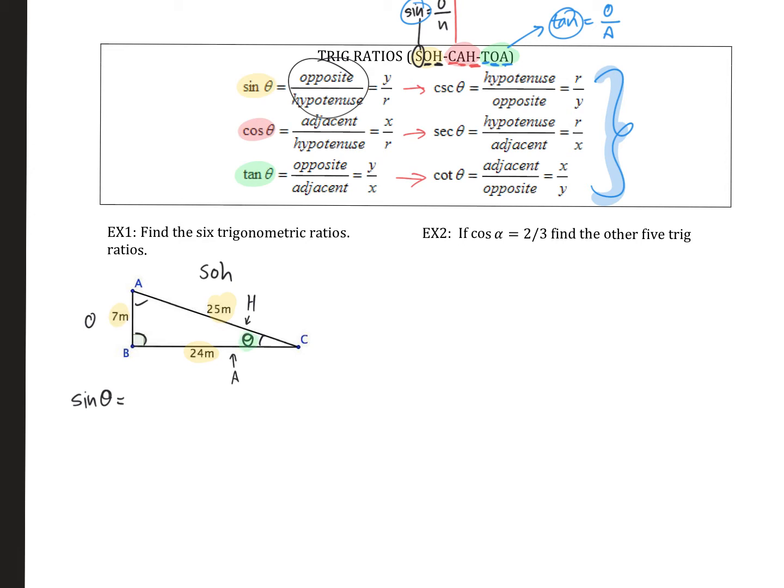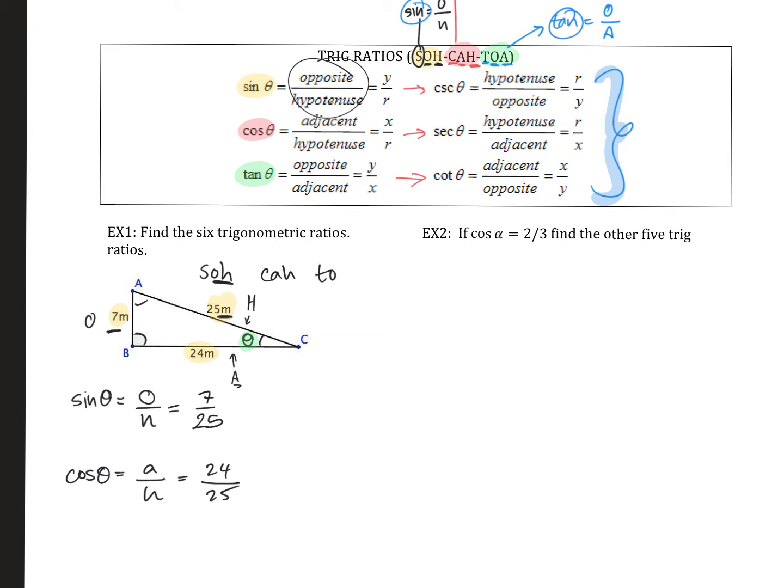So sine is supposed to be opposite over hypotenuse, because once again, sine is O over H. So opposite is 7, and hypotenuse is 25. So sine of theta is going to equal 7 over 25. Cosine of theta is going to be, remember, CAH, so it's going to be A over H. The adjacent one is 24, and hypotenuse once again is 25.